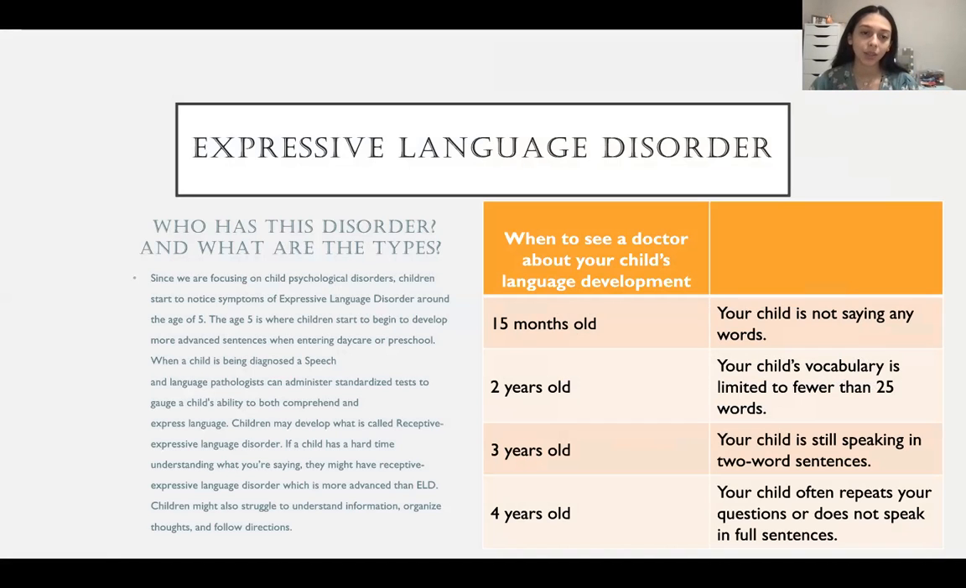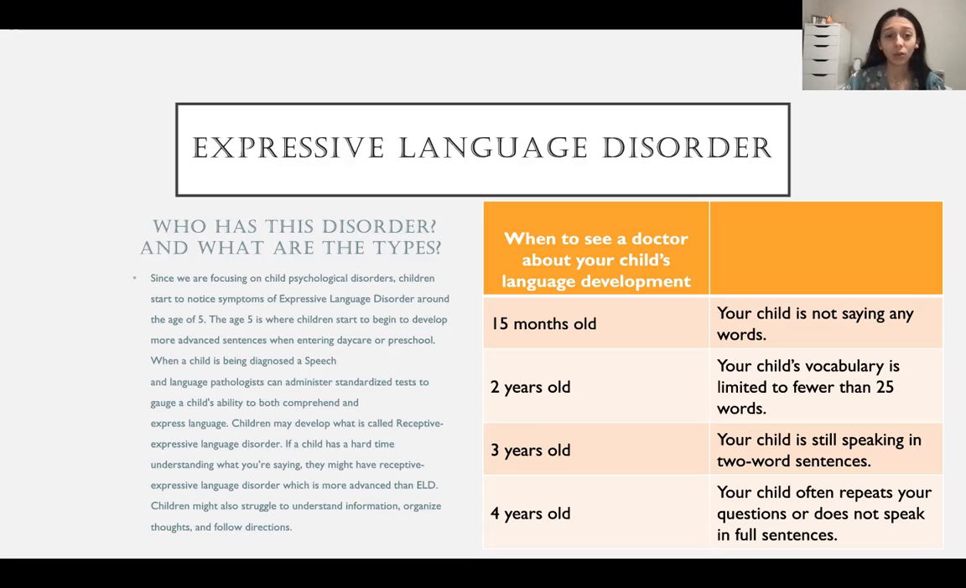So, who has this disorder and what are the types? Since we are focusing on child psychological disorders, children start to notice symptoms of ELD around the age of 5. The age of 5 is where children tend to start preschool. In preschool, you start to learn your ABCs, your one, two, threes. Not too sure what else you learn. I guess your shapes and stuff. Forming sentences like the dog runs or something. I'm not too sure. Preschool was a long time ago for me.